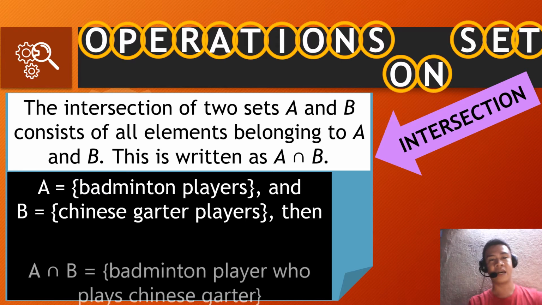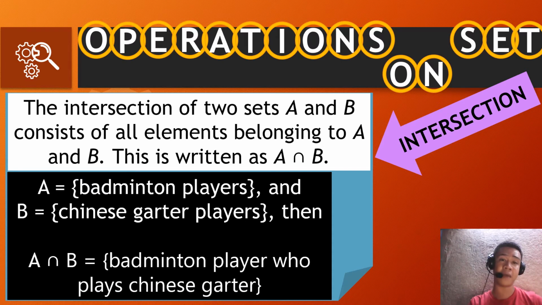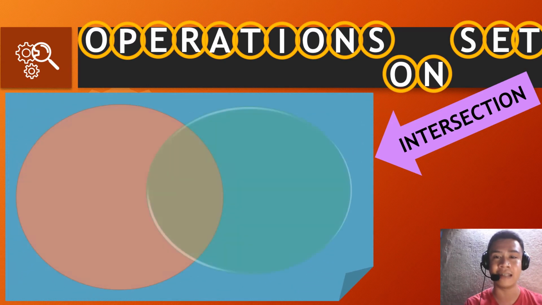For example, if set A is composed of badminton players and set B is players of Chinese Garter, then we can say that A intersects B is the set of badminton players who play Chinese Garter. Kung si set A naglalaro doon, badminton lang. Si set B naglalaro, Chinese Garter. Masasabi natin na A intersection B is the player na naglalaro ng badminton at Chinese Garter. So the keyword here is and again.